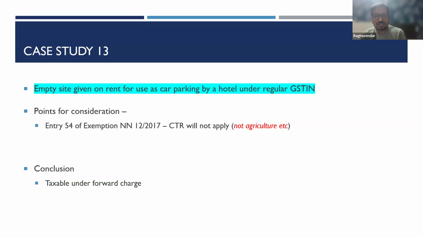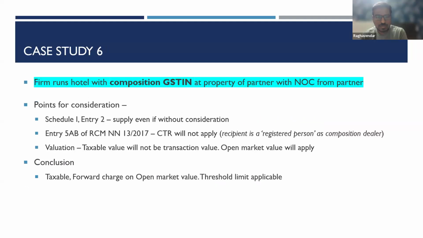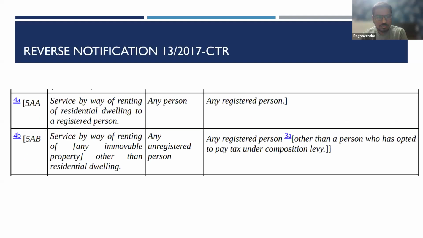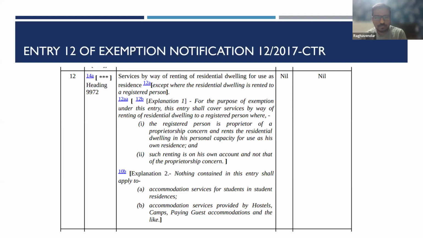See, if it is for the stay of the proprietor, then there is a specific exemption in the exemption entry itself, entry 12. Just go and read this. Explanation 1: for the purpose of exemption under this entry, it shall cover services by way of renting of residential dwelling to a registered person where two conditions are satisfied. The registered person is a proprietor and rents the residential dwelling in his personal capacity, not for business capacity. And such renting is on his own account and not that of the proprietary concern. So if it is only for the proprietor, then it will fit within entry number 12, it will be exempt.